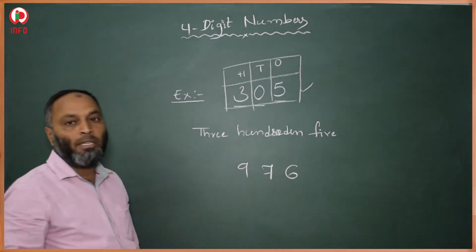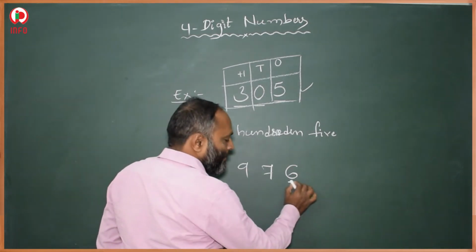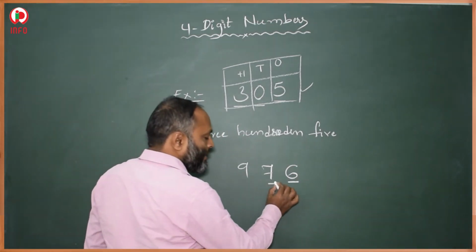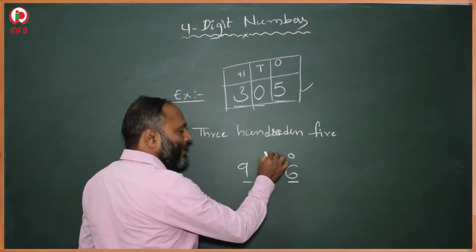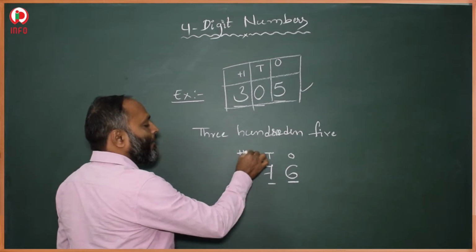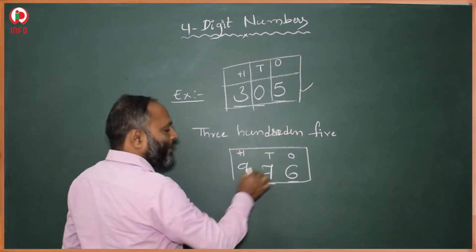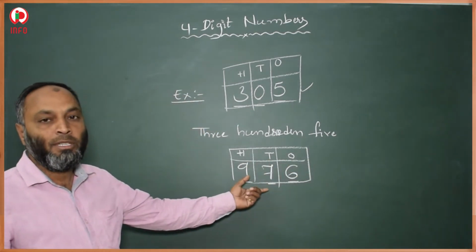This is also our 3-digit number. So how to read this 3-digit number? First, we have to write the place values. First, second, third. This is in the ones place. This is in the tens place. This is in the hundreds place. Then you have to make the box like this and write these 3-digit numbers into words.